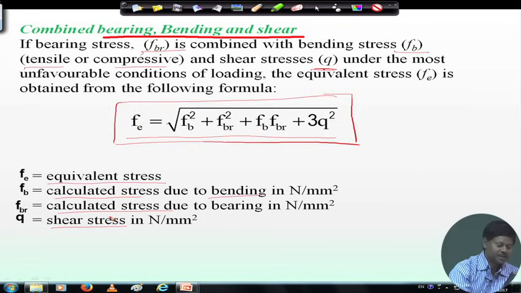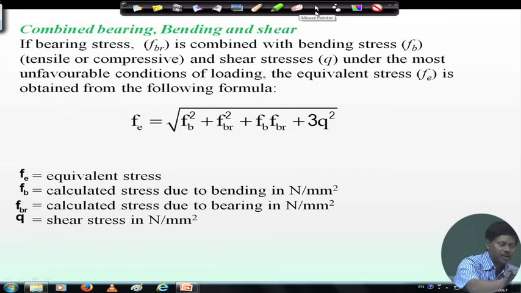So, three types of stress we have seen here. One is bending stress, another is bearing stress and another is shear stress. If the three stresses are acting together, then we can use this formula for calculating the equivalent stress, that is square root of fb square plus fbr square plus fb into fbr plus 3 q square. This is how we can find out the equivalent stress when combined bearing, bending and shear are acting together.